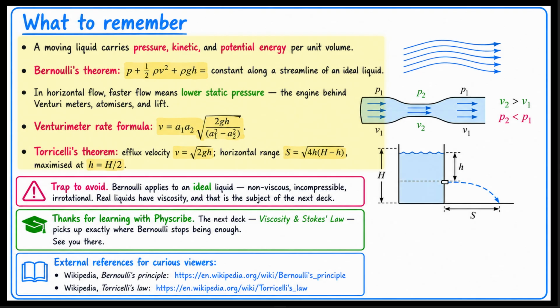The Venturimeter rate formula reads V equals a1 a2 times the square root of 2gh over a1 squared minus a2 squared. Torricelli's theorem gives efflux velocity V equals the square root of 2gh, and horizontal range S equals the square root of 4h times (H minus h), maximized at h equals H over 2.